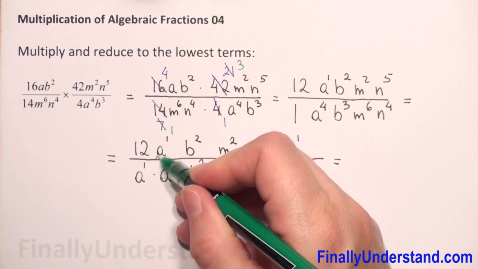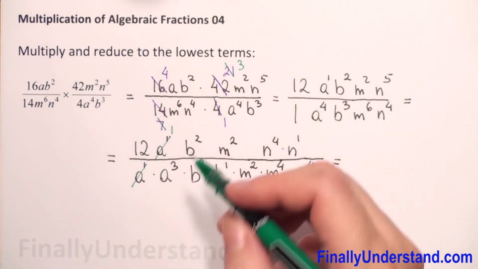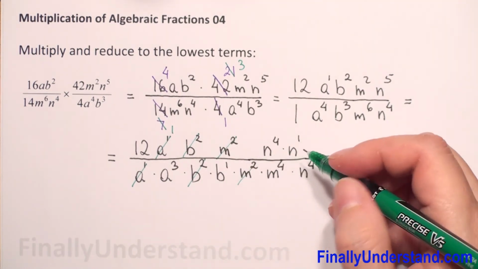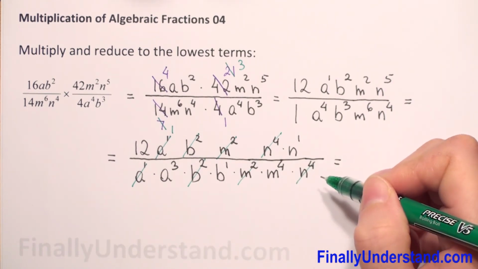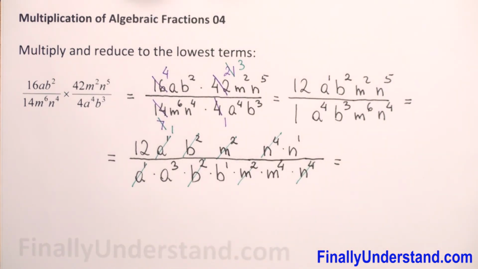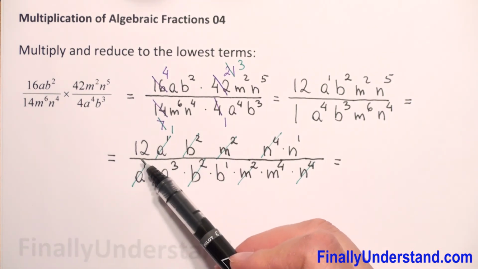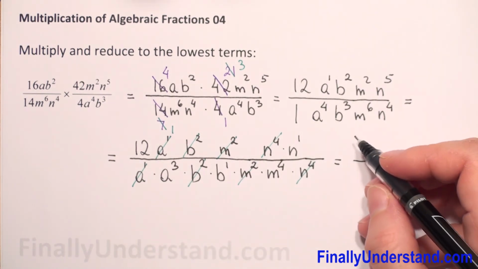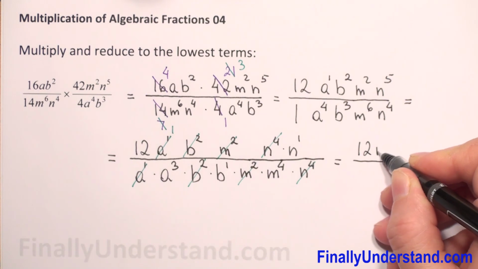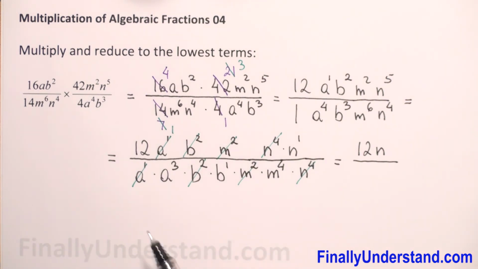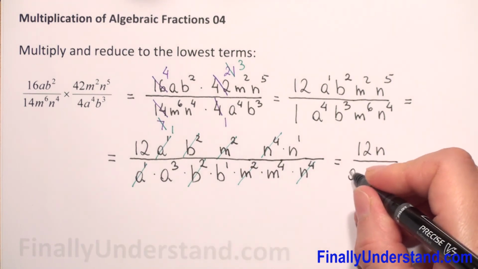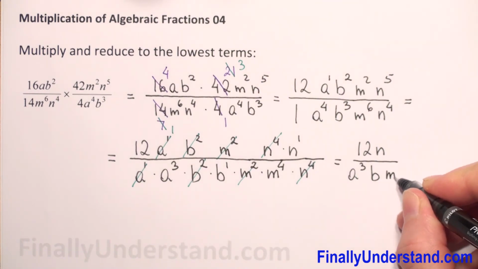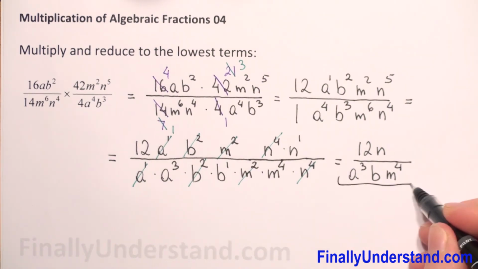A to first power we can cancel with a to first power, b squared, m squared, and n to fourth power with n to fourth power. So now we have only multiplication. We have 12 and n to first power in the numerator, so we can write 12n only, we don't need the first power. In the denominator we have a cubed times b to first power, we don't have to put that, and we have m to fourth power. This is my solution.